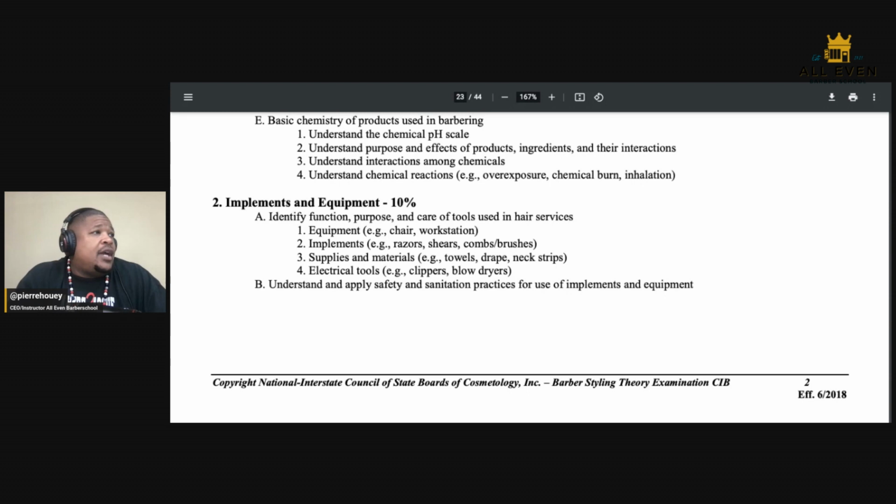Interactions among chemicals, that's when you're talking about redox reactions, exothermic and endothermic reactions, things like that. And that actually spills into number 4 as well.